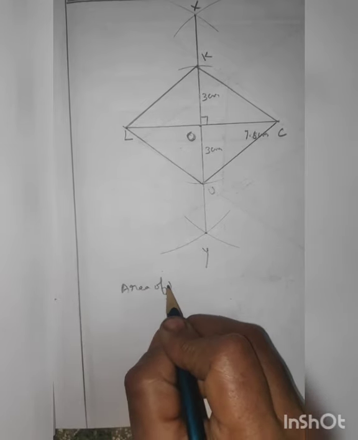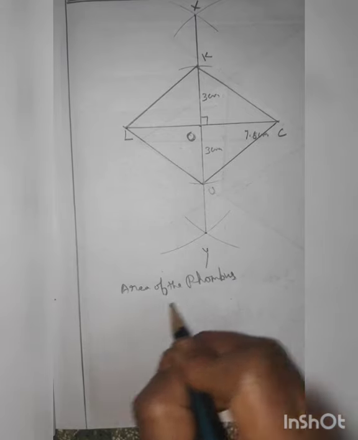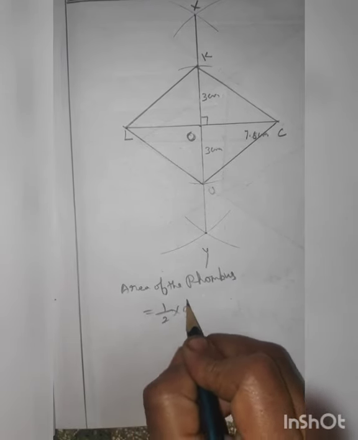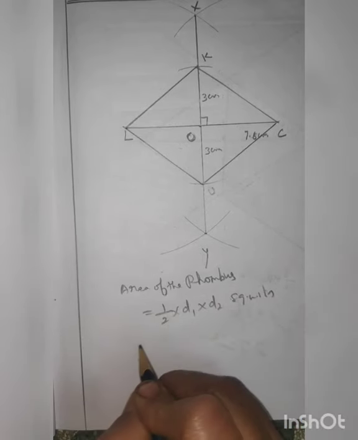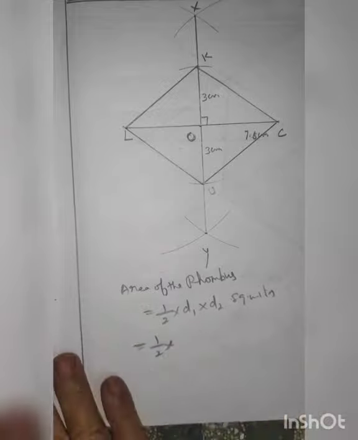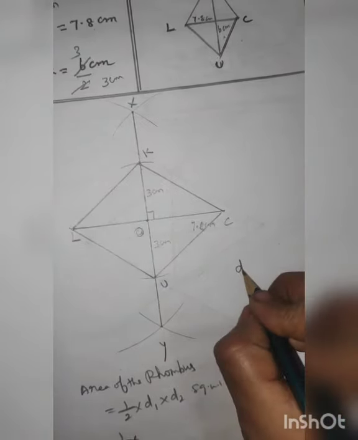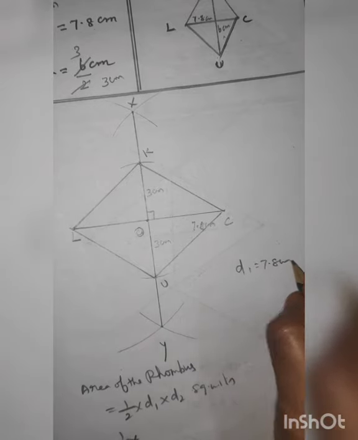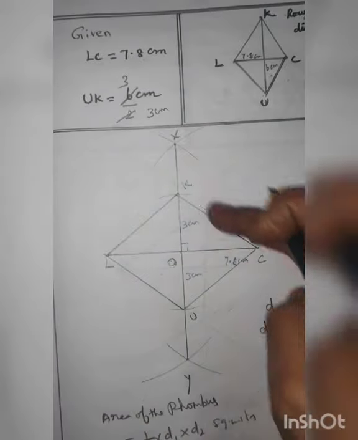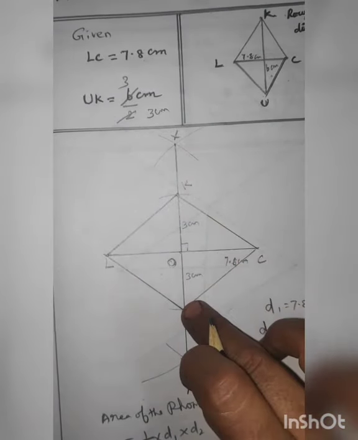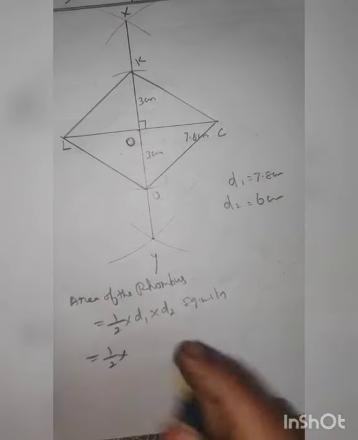Area of the rhombus equals 1 by 2 into D1 into D2 square units. 1 by 2 into D1 value; they have already given the two values: D1 equals 7.8 centimeters, D2 equals 6 centimeters. Divide the number here; for the full length, how much is it? 6 centimeters. Now D2 value equals 6 centimeters.